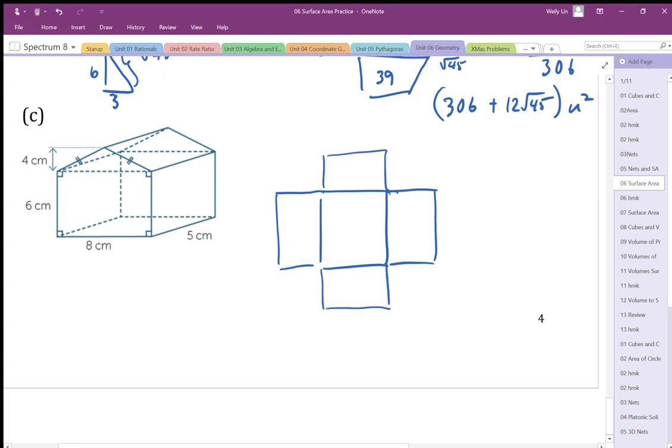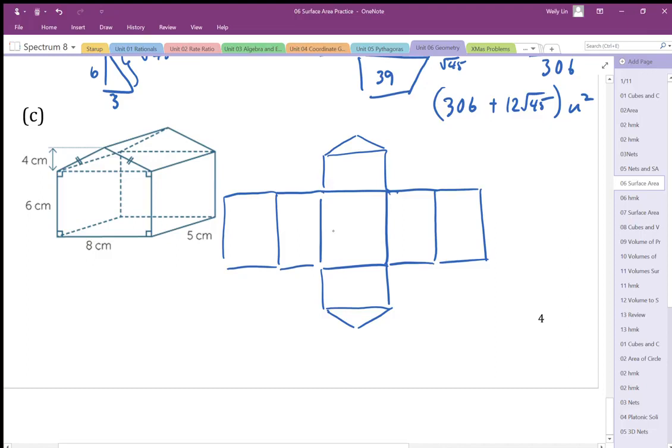Now I'm going to break up this front surface into a triangle and a rectangle, just to make it easier for calculation. You can do it as one if you like, but I'm going to do it as 2. I'm also going to have my roof pieces here, my 2 rectangles that make up my roof. I've got all 7 surfaces, 1, 2, 3, 4, 5. Front, back makes 7.